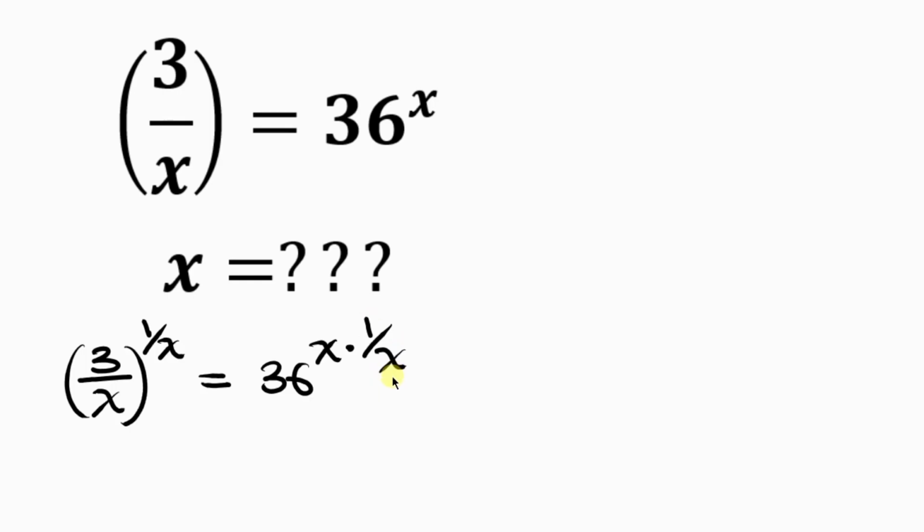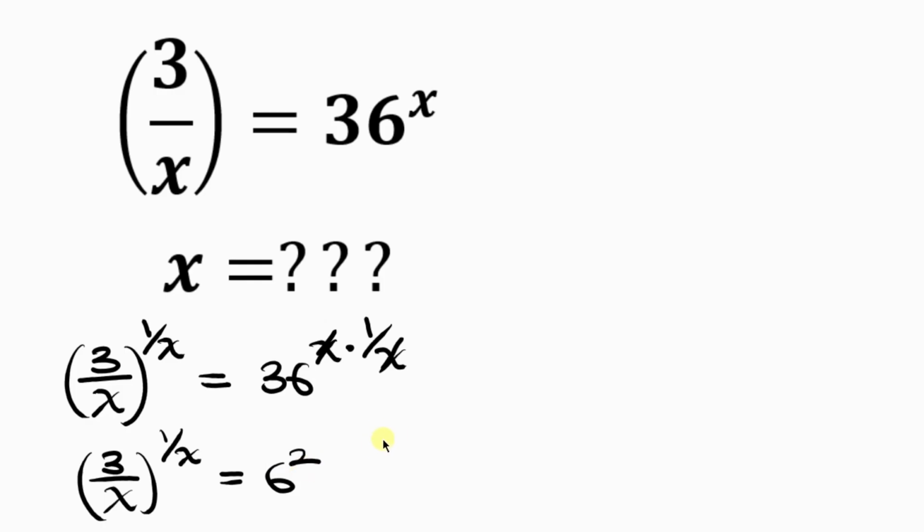Remember the purpose? The purpose is to clear the x on the right-hand side. So this x and this x here cancel out. So we are left with 3 over x all raised to the power of 1 over x to be equal to 36. Good. But we all know that 36 is a perfect square, which means it can be written as 6 squared, right? Very good.